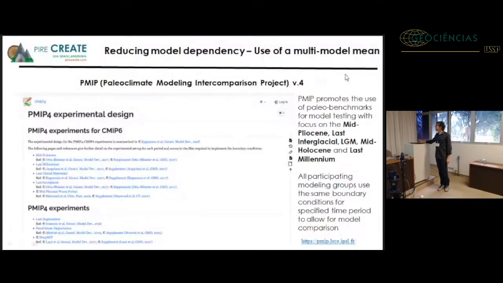PMIP also has certain time periods that they favor. Initially it was, again, the last glacial maximum, the mid-Holocene, and the last 1,000 years. But they have now also expanded a little further back in time, including the last interglacial and the mid-Pliocene.